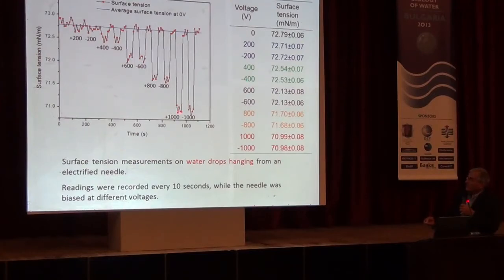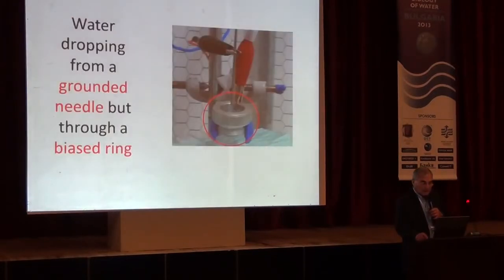That's surface tension, measured from the drop profiles. Measurements are very fast. So as time goes by, we can apply potential, positive, negative, positive, negative, positive, negative, and take many surface tension readings. You see that it equilibrates very fast. And it's very symmetrical, positive or negative. Now, water dropping from a grounded needle, but through a biased ring, without contacting it.